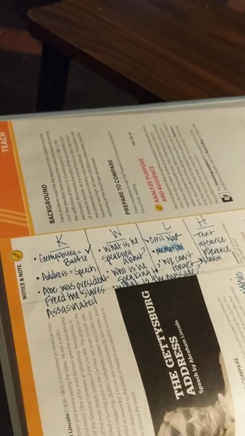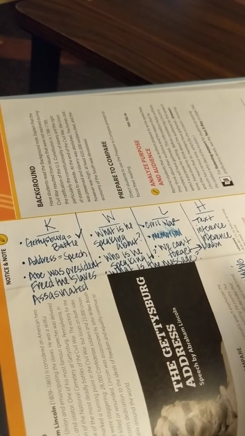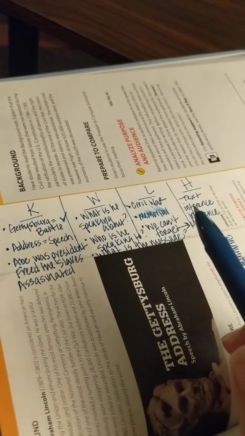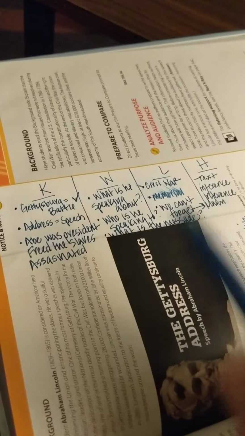All right, so that is how you do a KWLH, which is our background comprehension skill that we will need for any and all texts that we read from now on.